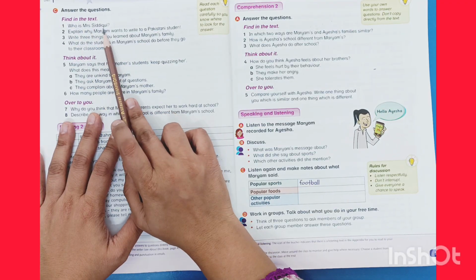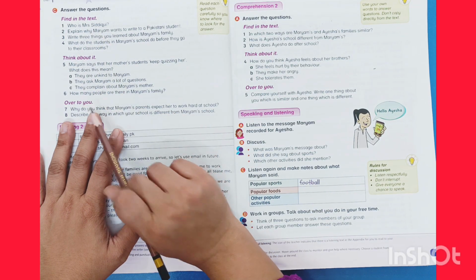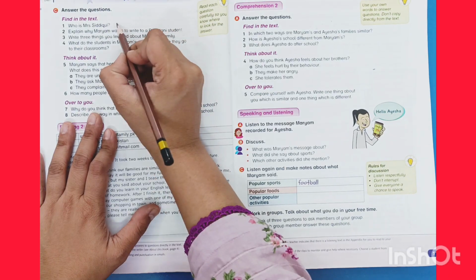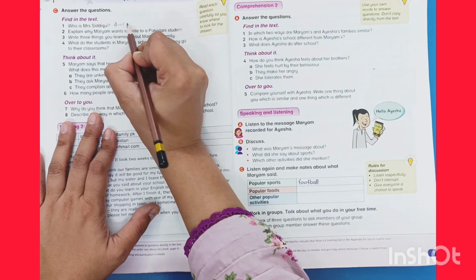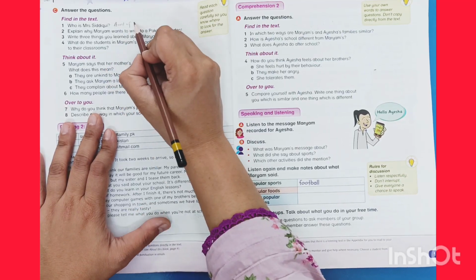Okay, who is Mrs. Siddiqui? Mrs. Siddiqui is actually the aunt of Aisha.